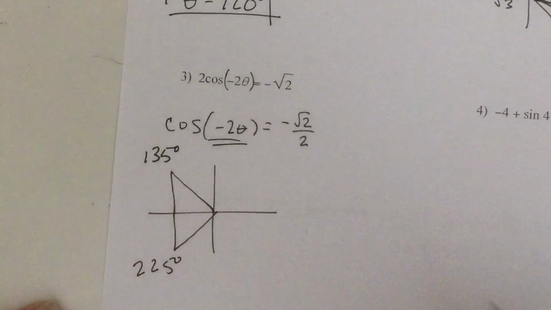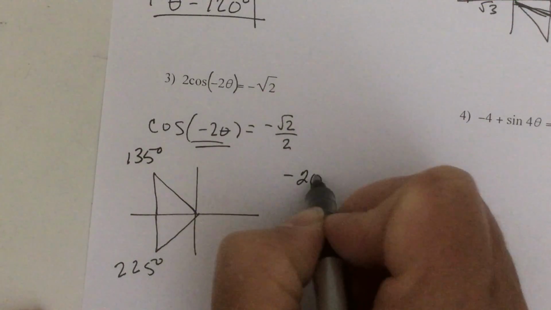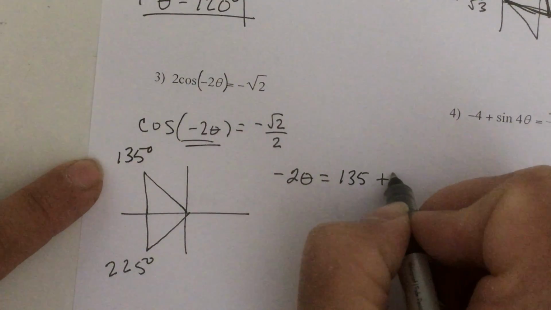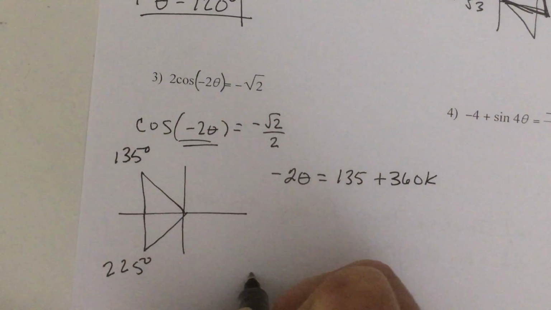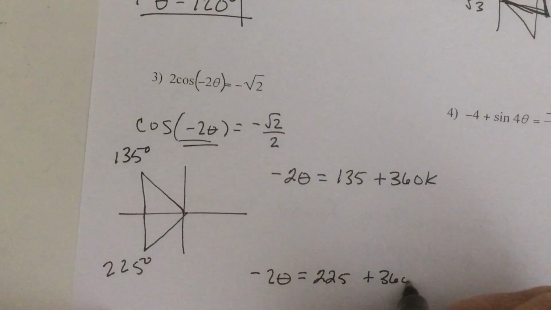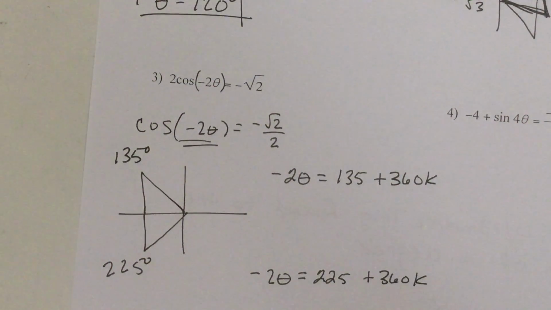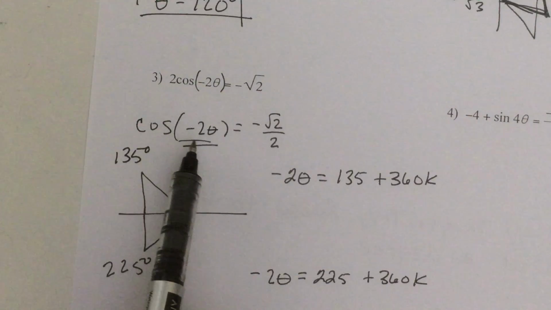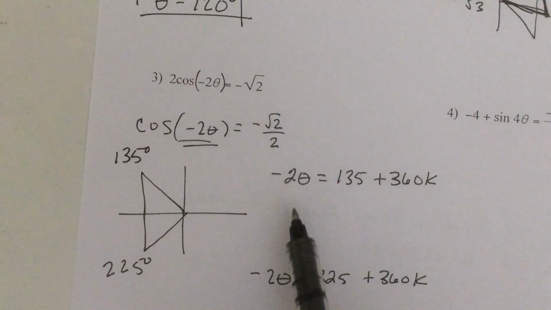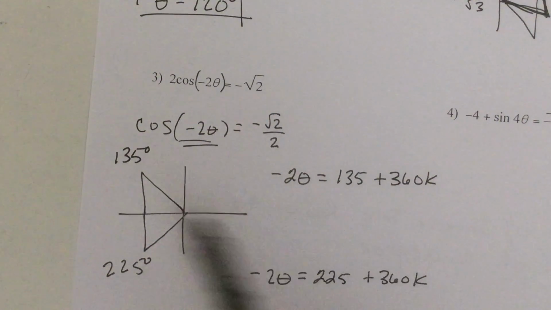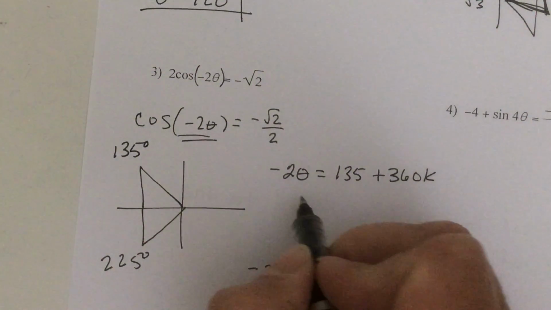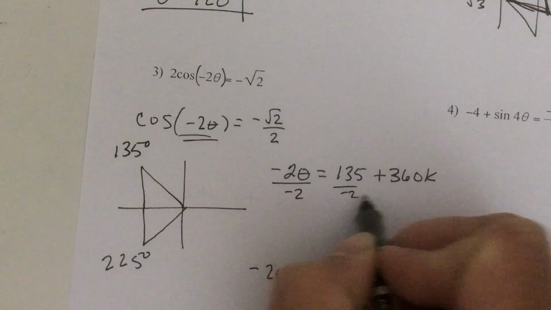But we have a -2 theta there. So I have to say -2 theta is equal to 135 plus 360K, or -2 theta is equal to 225 plus 360K. Now, I know that the cosine of a negative number is the same as cosine of a positive number. That's a rule that goes with cosine. So I could just drop this negative off here and work this, but most of you are not going to know that or remember that. So I'm going to work it as if that negative is important. So I'm going to divide everything by -2.